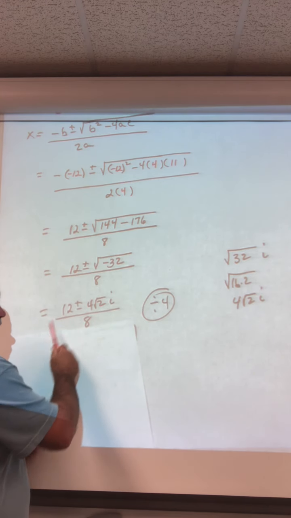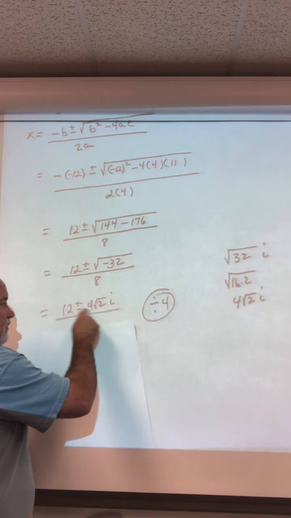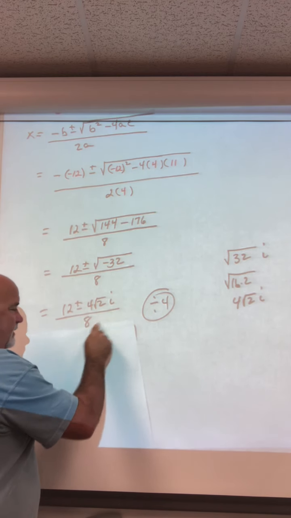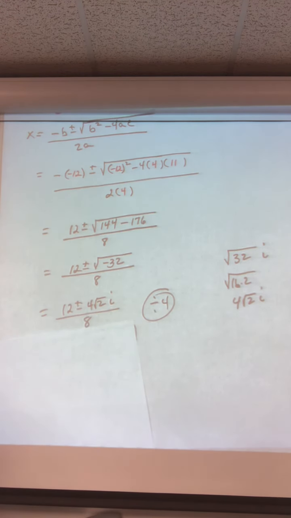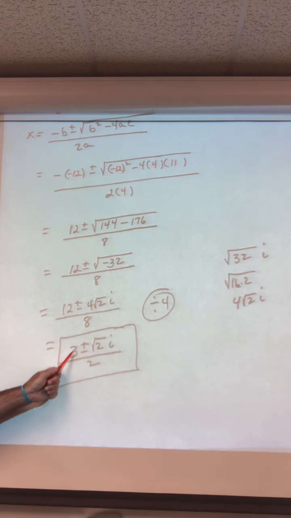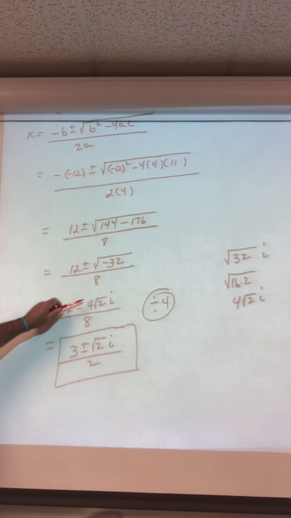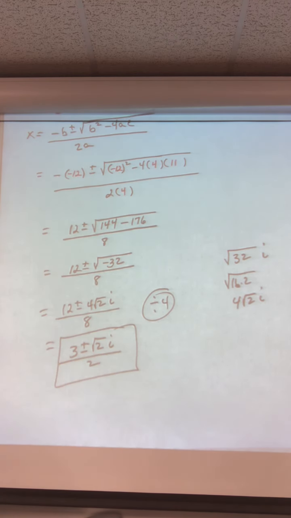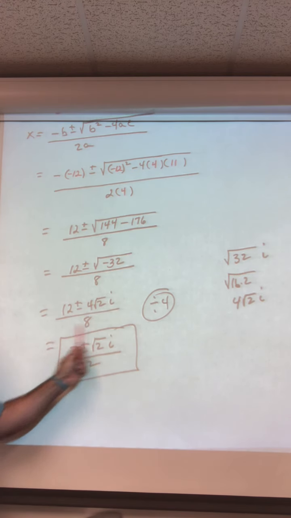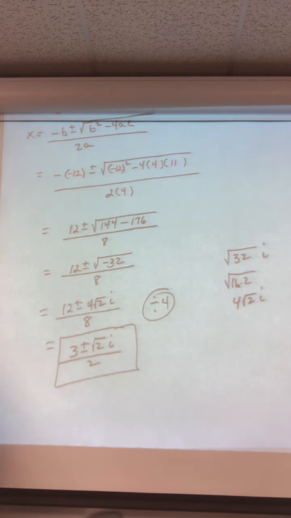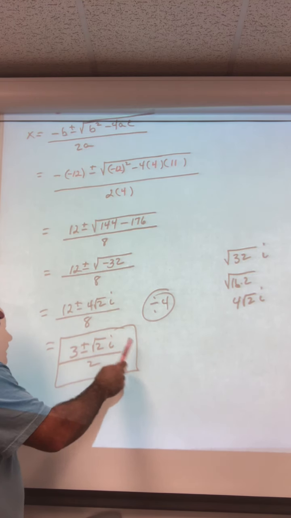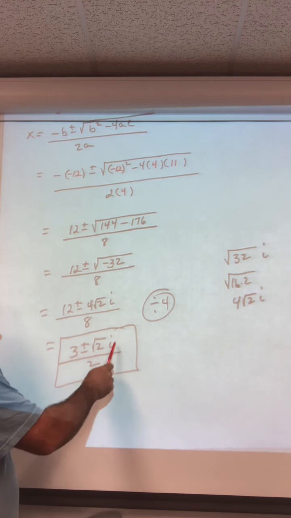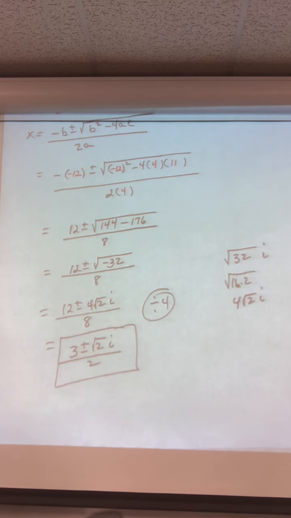4 goes into all three of these, but it's got to go into all three or you can't reduce it. How many times will 4 go into 12? 3. How many times will 4 go into that 4? 1. How many times will that 4 go into that 8? 2. So this problem reduces to: 4 into 12 is 3, 4 into 4 is 1, and 4 into 8 is 2. That's understood 1. Now you don't touch what's under there. So that's the answer. If you want to break it into two parts, 3 plus square root of 2i over 2, 3 minus square root of 2i over 2, you can.